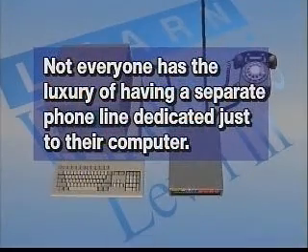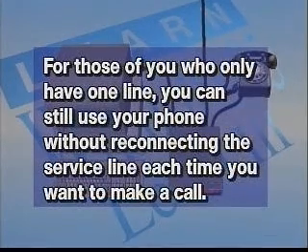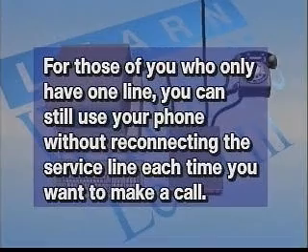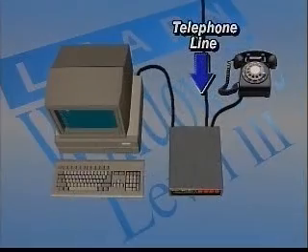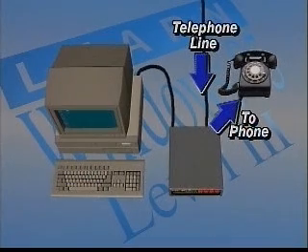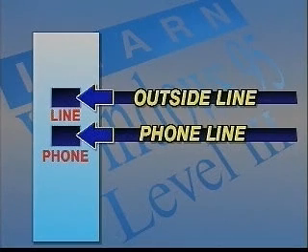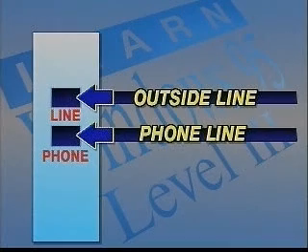Not everyone has the luxury of having a separate phone line dedicated just to their computer. For those of you who only have one line, you can still use your phone without reconnecting the service line each time you want to make a call. The procedure is fairly simple. Just loop your telephone line through the modem before it connects to the phone itself. The outside line should plug into the slot marked line, and the phone should plug into the slot marked phone. Of course, the modem must be plugged in and turned on.